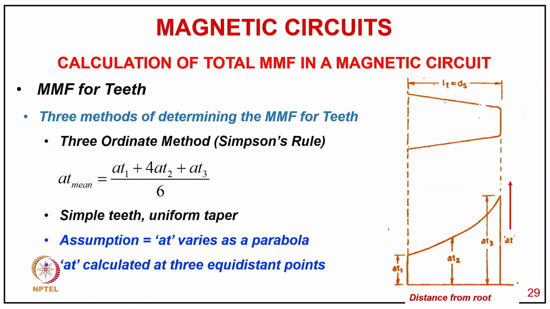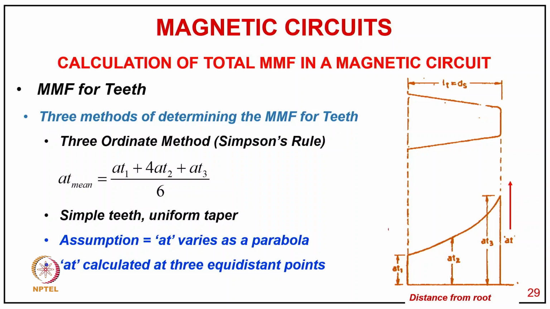Now coming to the other method, the three-ordinate Simpson rule, that is AT mean equals (a1 + 4a2 + a3) divided by 6. Here a1, a2 and a3 are the values at distances from the root of the tooth, and the total MF equals the sum over the tooth. For a simple tooth with uniform taper, the assumption is that AT varies parabolically.